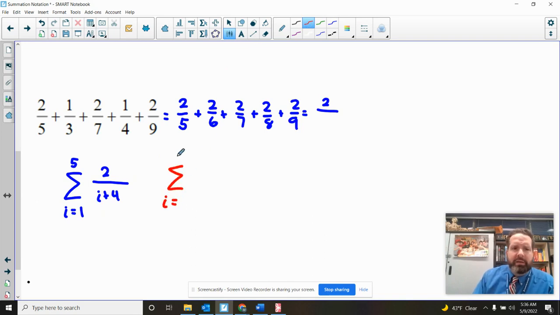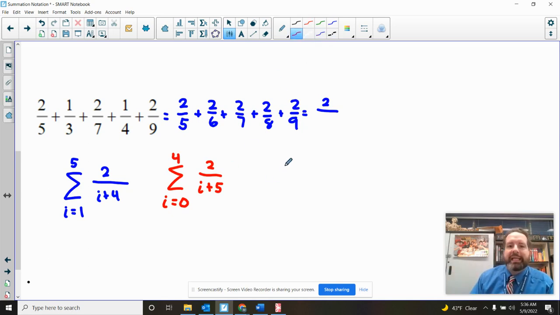Which way, if I started at I equals 0 and went up to 4, then what would it look like down here? So take a moment. Did you end up here? This would give us that same series, because if I put in the 0, I'm going to have 2 over 5. If I put in the last one, I'm going to have 2 over 9. Okay, so that still gets us all the same stuff.